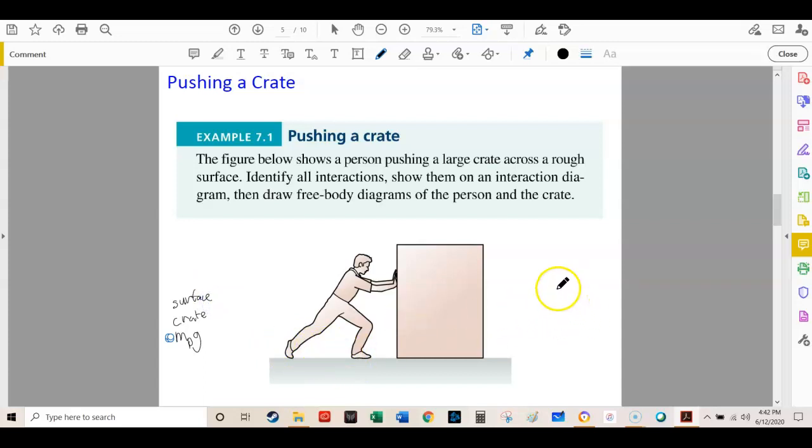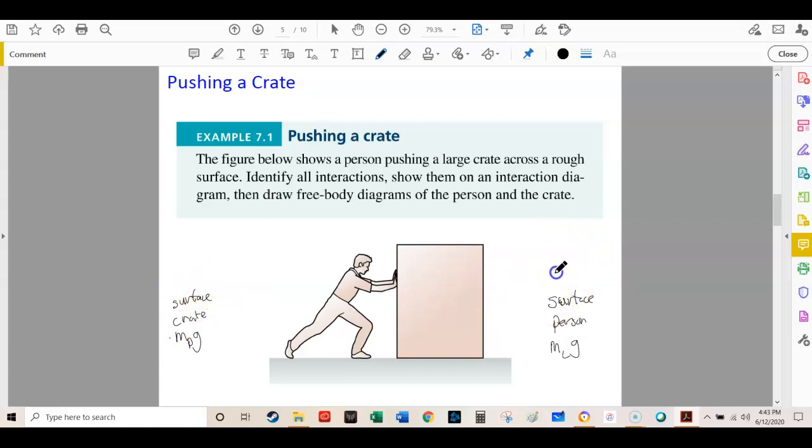Over here, the crate also has a weight to it, right? So it'll be mass of the crate times gravity. So that's the non-contact force. Now that we've defined the non-contact force, what is physically touching the crate? Well, it's going to be the person, and then also the crate is sitting on the ground, so it's the surface, right? So we've kind of listed out what forces are acting on the object, right?